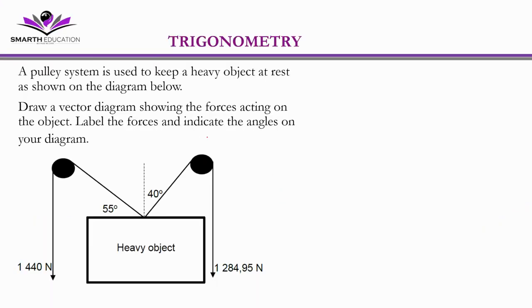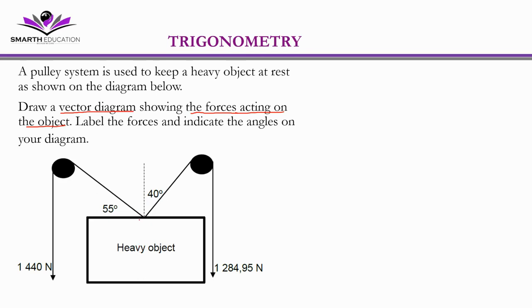A pulley system is used to keep a heavy object at rest as shown on the diagram below. Draw a vector diagram showing the forces acting on the object. Label the forces and indicate the angles on your diagram. How many forces are acting on this object?